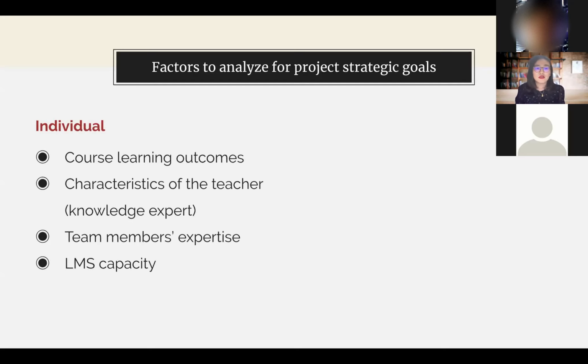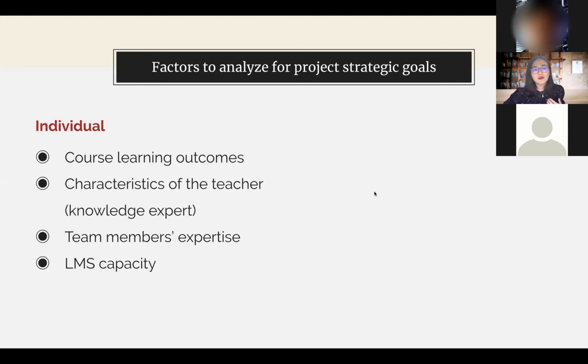So definitely on top of it is the course learning outcomes. What are the things we want students to achieve in this course? And what are the characteristics of the teachers or knowledge experts if you're working in the industry for instructional design? And what are our team members' expertise? Sometimes I want to do a development project. I want to develop an app for my project, but I don't have any developer in my project. Is that an unrealistic goal, or how do I go about and solve this problem? And lastly, your LMS capacity or other capacity of your organization.